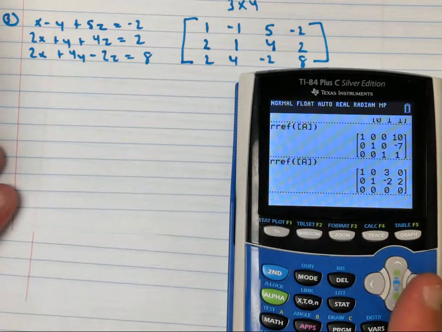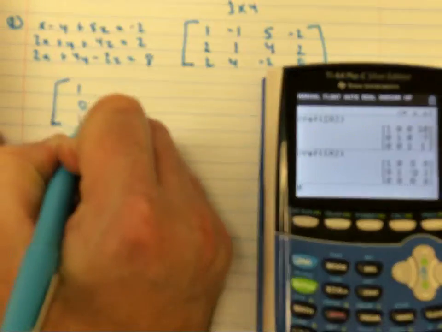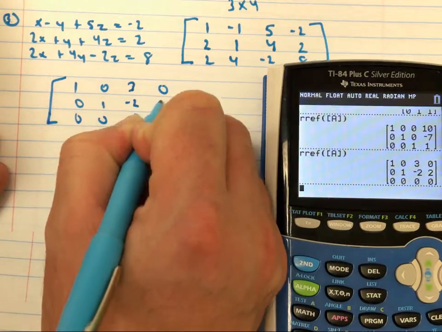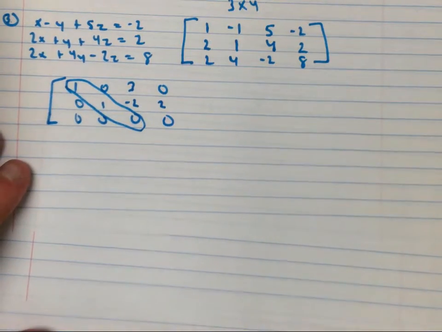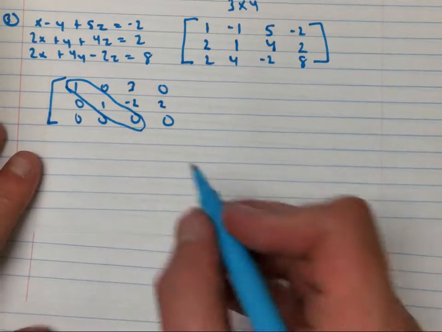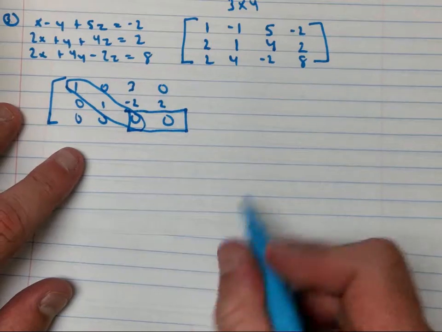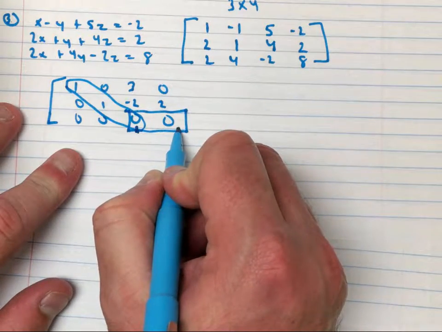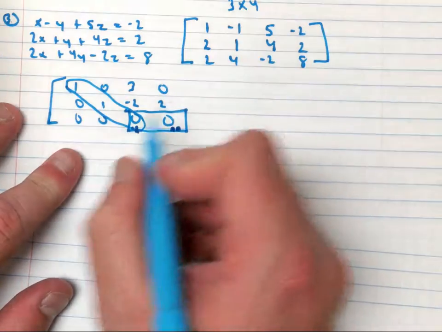Alright, so let's notice what happens here. We didn't get that perfect diagonal of ones. This is what we got right here. We didn't get that perfect diagonal of ones. So this is either no solution or all real numbers. What you do, guys, is you look at these last two. Does that equal that? That does equal that. That is 0 equals 0, so it's infinitely many.